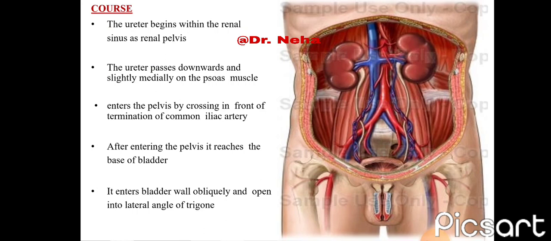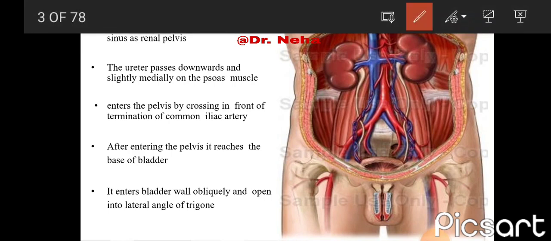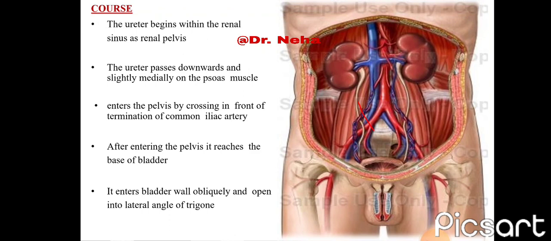So this is the course of the ureter. They begin within the renal sinus as the renal pelvis. The ureter passes downwards and slightly medially on the psoas muscle, as we can see in the diagram. Then they enter the pelvis by crossing the front of the termination of the common iliac artery. In the diagram we can see the termination of the common iliac artery. So they are crossing the anterior side of the bifurcation of the common iliac artery. After entering the pelvis, it reaches the base of the bladder and then enters the bladder wall obliquely and opens into the lateral angle of the trigone.